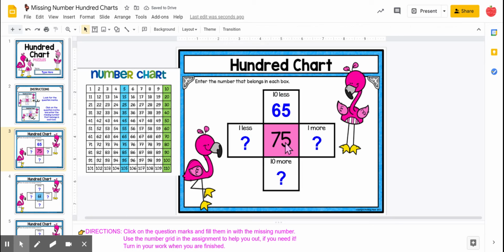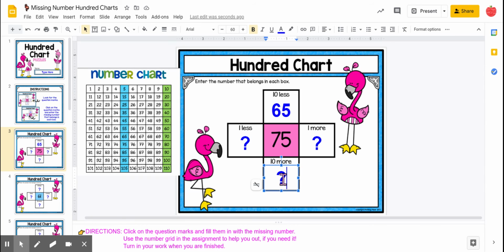Now I'm going to go back to the 75 on my chart, and I want to fill in the bottom box, and that says 10 more. So I'm going to hop down 10, and I see that I'm on 85. So I'm going to come over here to the question mark, and I'm typing in 85.